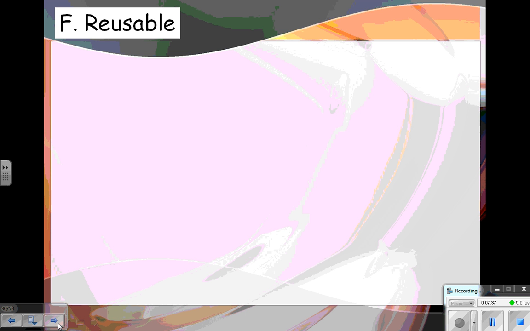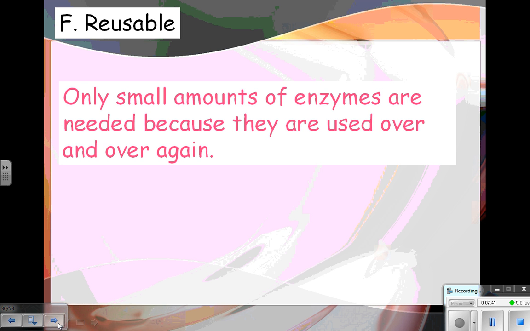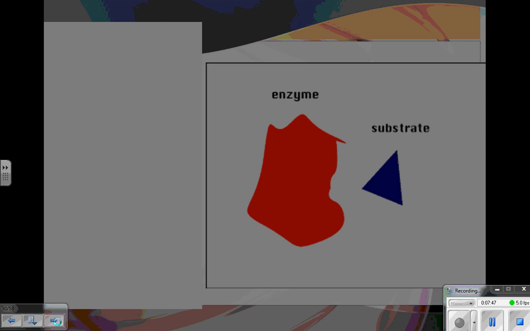They are reusable, super important. You make the enzyme once and then it's used again and again for a long time. So you only need small amounts of enzymes because they're used over and over again.